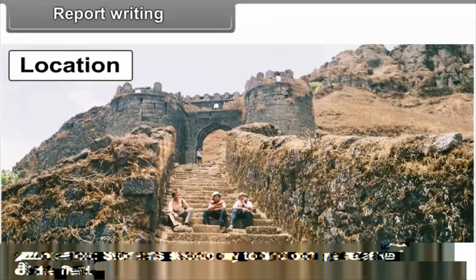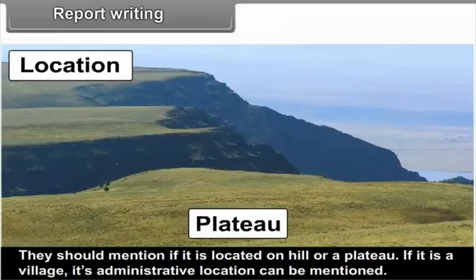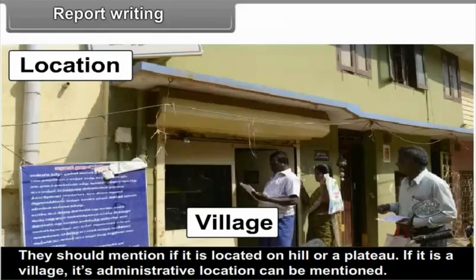2. Location. Students should try to find out the relative location of the field. They should mention if it is located on a hill or a plateau. If it is a village, its administrative location can be mentioned.